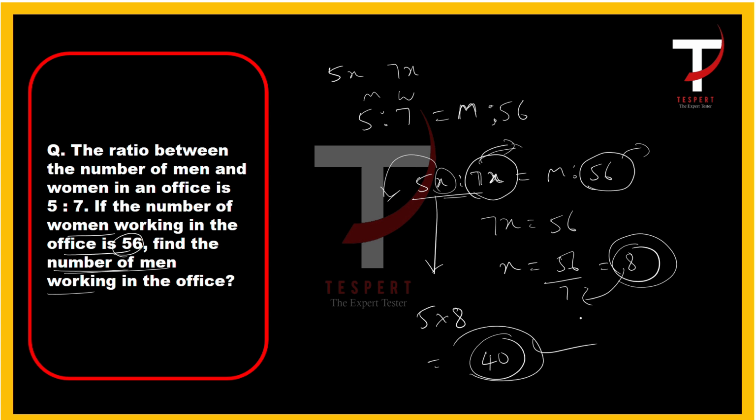So 40 men are working and 56 women are working. If you calculate the ratio again, what happens? Simplify this, you will get 5:7 as the ratio of men and women.